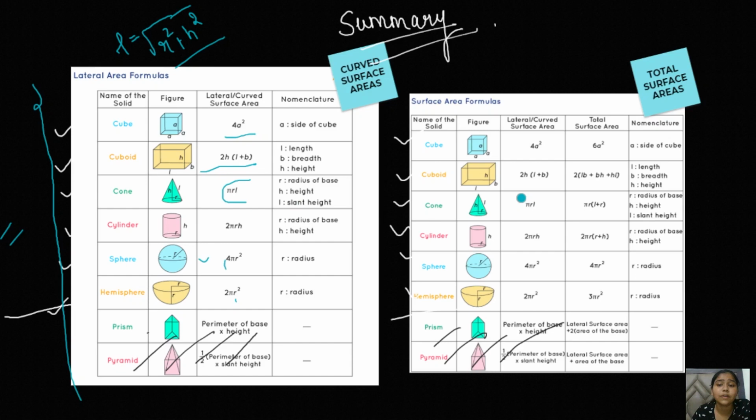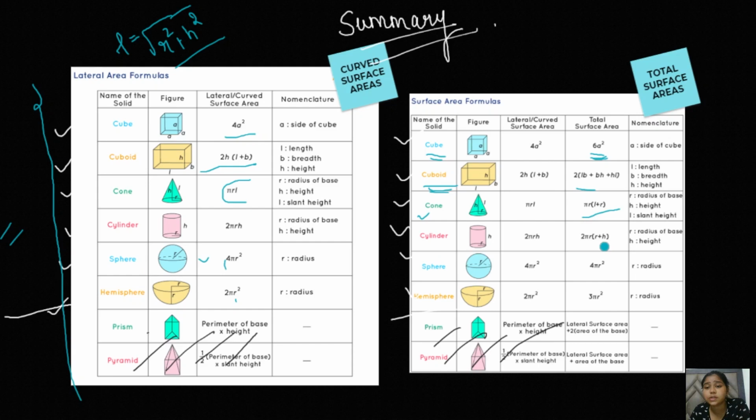Now the surface area formula of a cube is 6a square. The surface area of a cuboid is 2(LB + BH + HL), where L is length, B is breadth and H is the height. The surface area of a cone is pi r (r + L), where pi is constant, r is radius and L is the slant height, right? Now the cylinder is 2 pi r (r + h), where pi is constant, r is the radius of the base and h is the height.